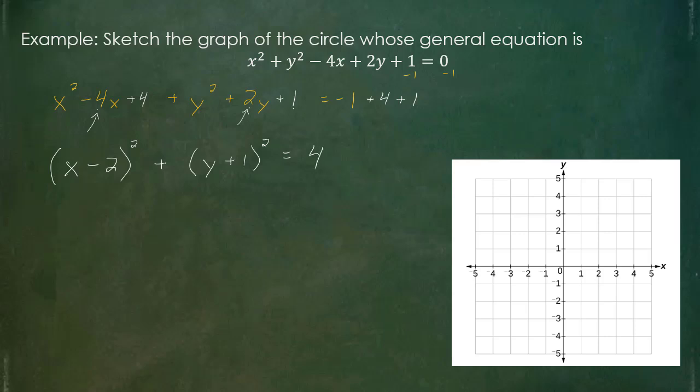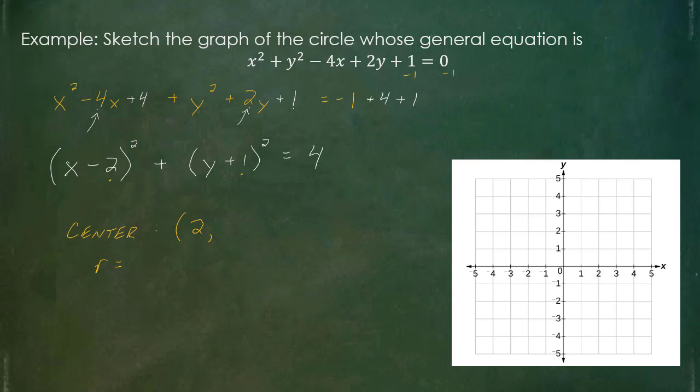So once it's in this form, I should be able to identify where my center for the circle is, as well as what my radius is. So my center should be these two numbers, the h and the k. It is supposed to be subtraction, so that's going to be an h value of +2.